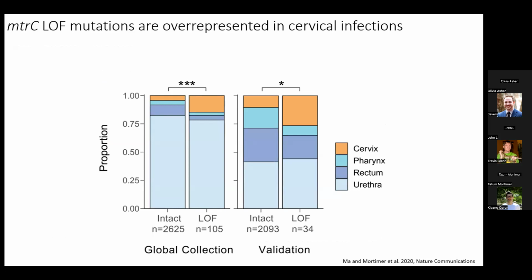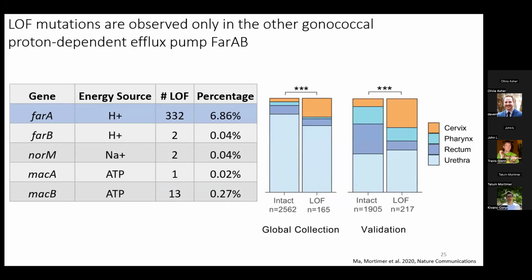And so we went looking to see whether this is specific to this pump or whether other efflux pumps are also being lost in cervical infections. When we looked across efflux pumps in Neisseria gonorrhoeae, we were only seeing loss of function in these proton-dependent efflux pumps. We saw it in MTR, but we also saw it in a different pump, FarAB. And again, in FarAB, these loss of function mutations were associated with cervical infections. We have some other analyses that provide further support that this loss of function mutation is really associated with an adaptation to the cervix, which I won't talk about today for time reasons, but I'm happy to talk about it later if anyone's interested.